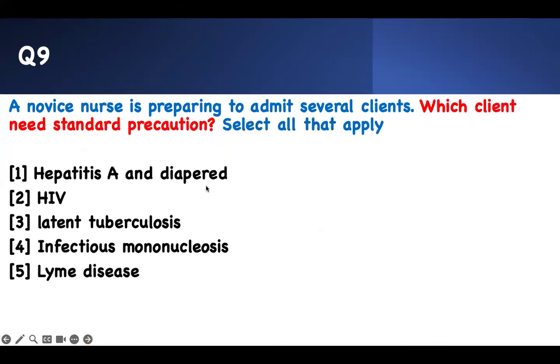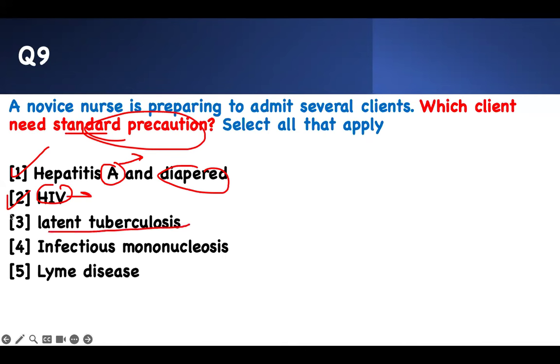A novice nurse is preparing to admit several clients. Which client needs standard precautions? Who needs standard precautions and hygiene, washing your hands, right? Hepatitis A alone, and if you have no diaper, it's contact. If they're in a diaper, it's standard. HIV is not infectious by touching them, so it's standard precaution. You don't need to wear masks, you don't need to wear a gown unless you're touching body fluid.